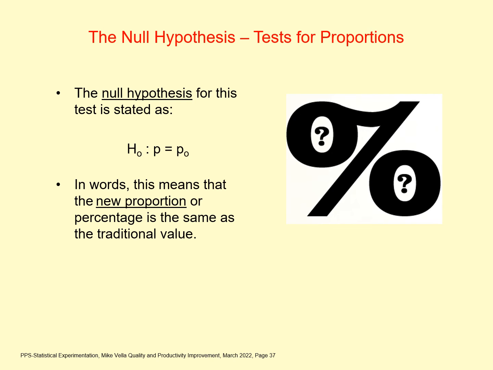So in a test for proportions, the null hypothesis, H0, is that P, which is the new process, equals the original process. In words, this means that the new proportion or percentage is the same as the traditional value.